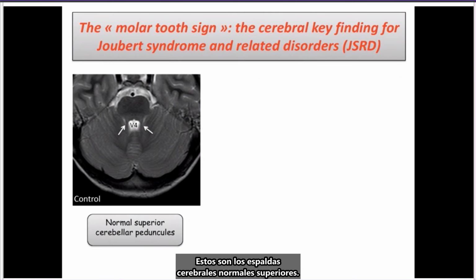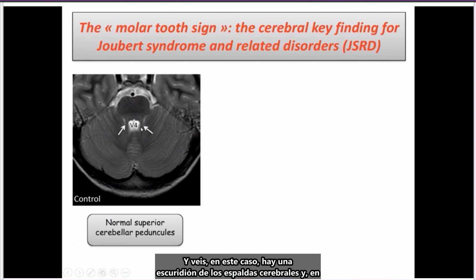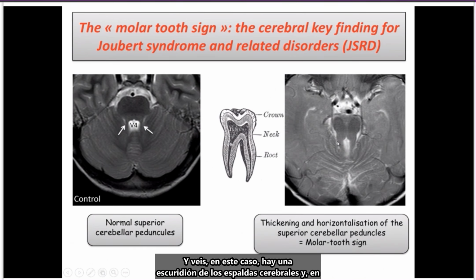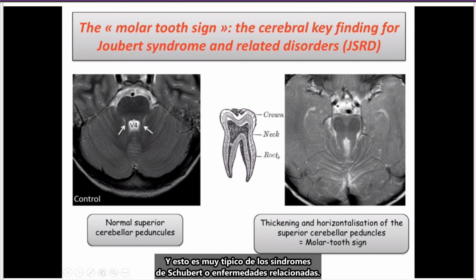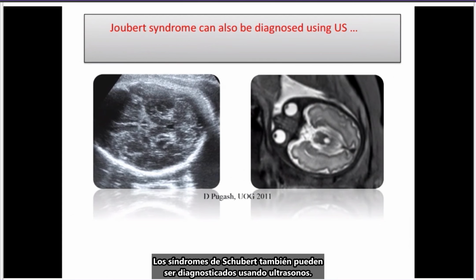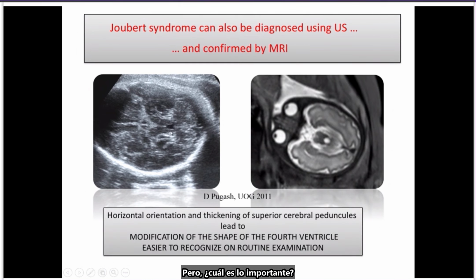What is this molar tooth sign? Here are normal superior cerebellar peduncles, and you see in this case there is thickening of the peduncles and, in fact, horizontalization of the peduncles, and it looks like a molar tooth. And this is very typical of Joubert syndrome and related disorders. Joubert syndrome can also be diagnosed using ultrasound. It was published the first time by Denis Pugash, and in that case, you see that there is thickening and elongation of the peduncles. But what is important?